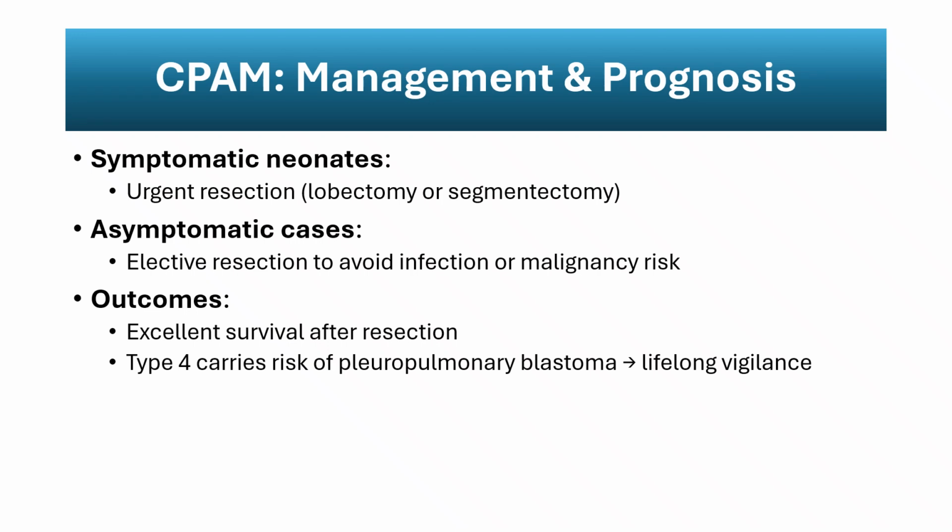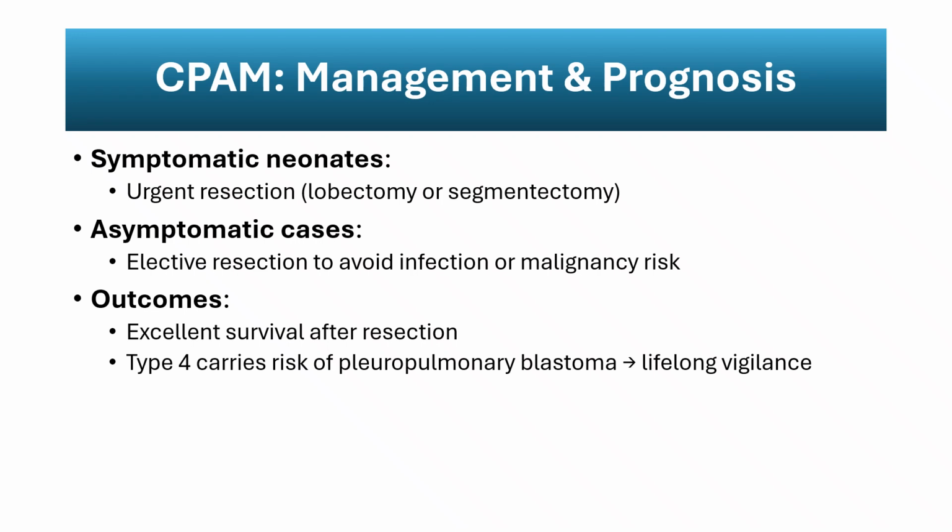Management of congenital pulmonary airway malformation depends on symptom severity and lesion characteristics. Symptomatic neonates, particularly those with respiratory distress, mediastinal shift, or pneumothorax risk, require urgent surgical resection, typically by lobectomy or segmentectomy, to relieve compression and restore effective ventilation. Asymptomatic infants are often scheduled for elective resection to prevent future complications, including infection, spontaneous pneumothorax, or malignant transformation, particularly in type 4 lesions with DICER1 mutations.